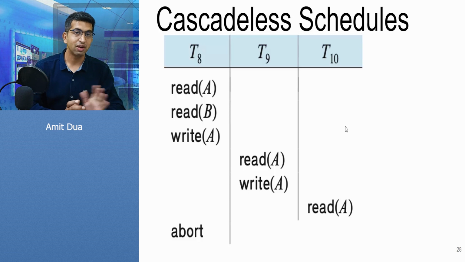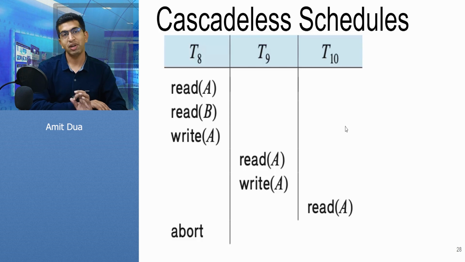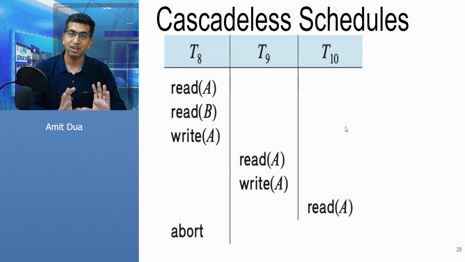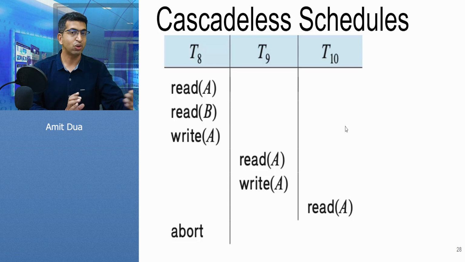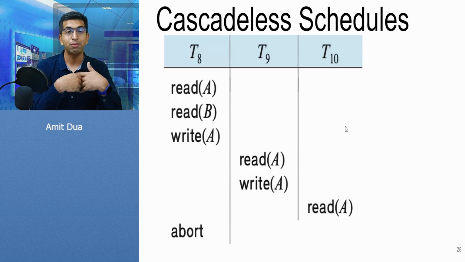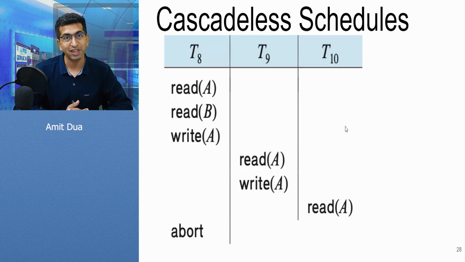I am not saying that they cannot work in a parallel fashion. There may be a set of instructions in transaction 9 on some other data item. But when working on data item A, it must read from a committed transaction. That's it. Still, they can work in a concurrent fashion, but the reading needs to happen from a committed transaction. Again, it is not an absolute must property. The absolute must property is the ACID property itself. But it is a desirable property.